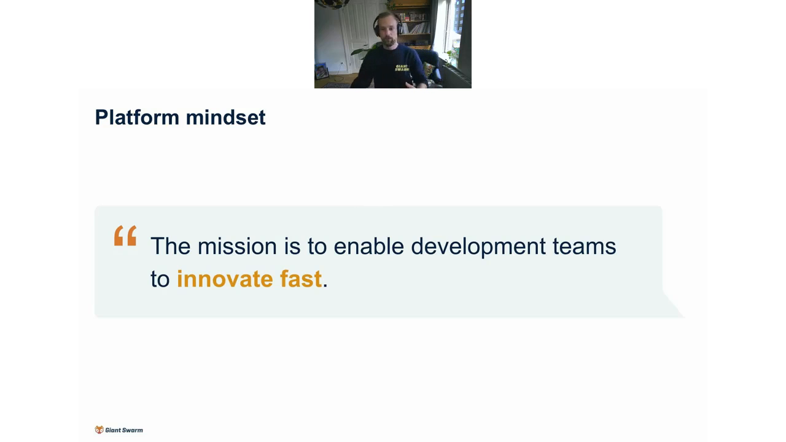And also, when you think about your platform, the platform mindset and the mindset of the platform team should always be that the mission is to enable developer teams to innovate fast. So that's the main goal. At the end of the day, we need to deploy and deliver software faster and more often than before.